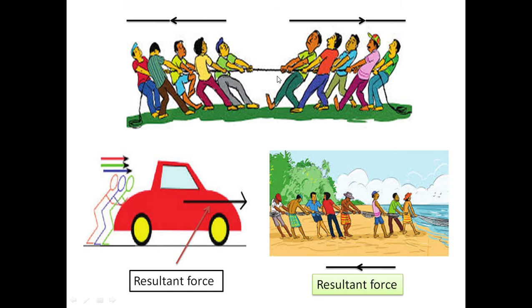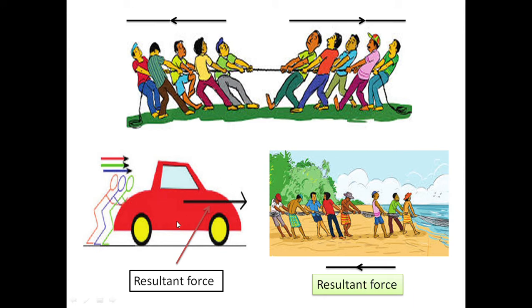Then the rope is in a balanced position. If the force to the right is high, then these people will drag or pull the rope to the right direction. If the left side force is high, the rope will move to the left side. If these two forces are equal, the rope will not move to either the left or the right.